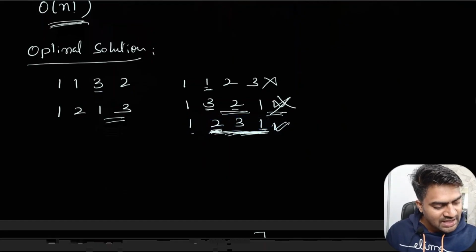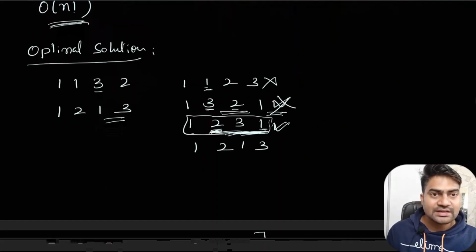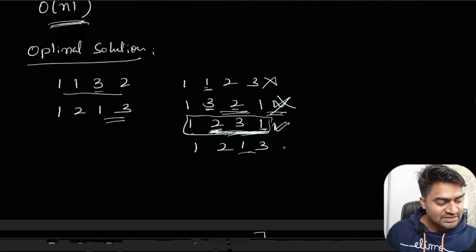Now I have 3, 1. I will simply make it 1, 3. Then I will say 1, 2, 1, 3. Now if you see, this 1, 2, 1, 3 is less than this particular 1, 2, 3, 1. Correct, right? But it is greater than 1, 1, 3, 2. So it means this can be our answer, but this cannot be.